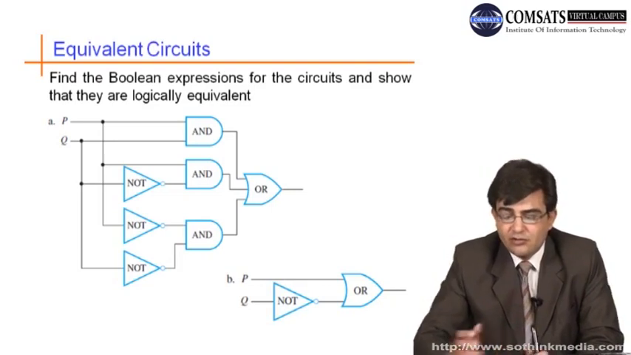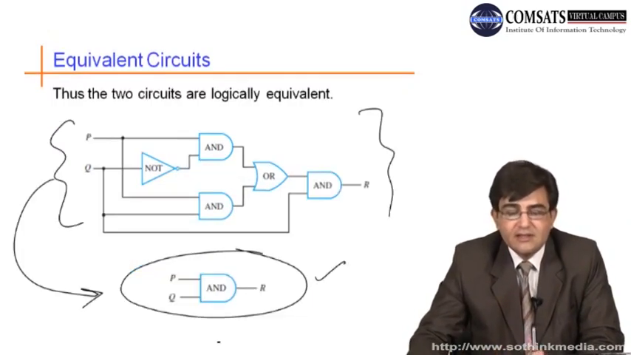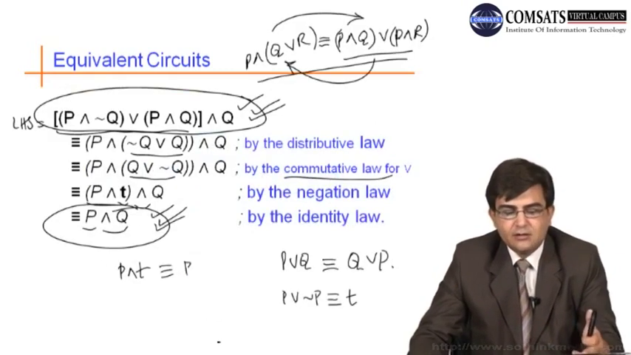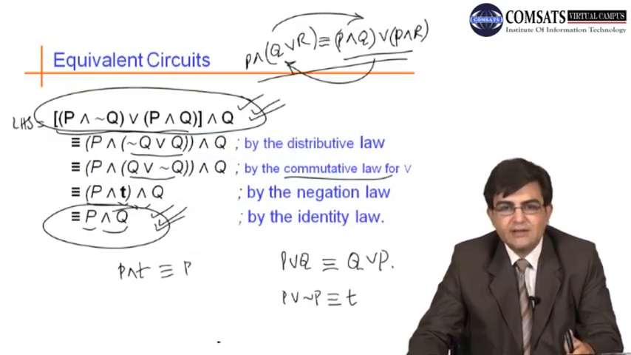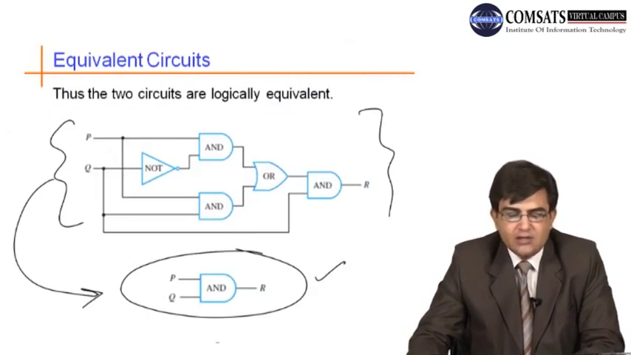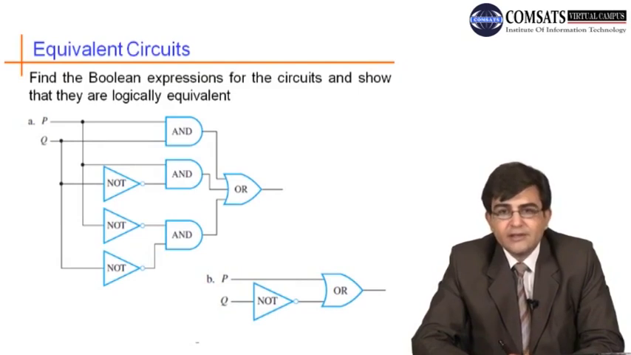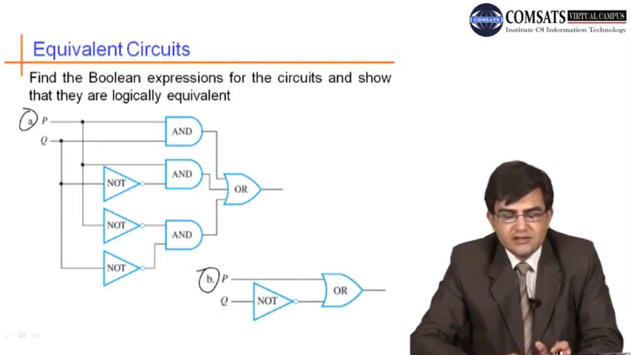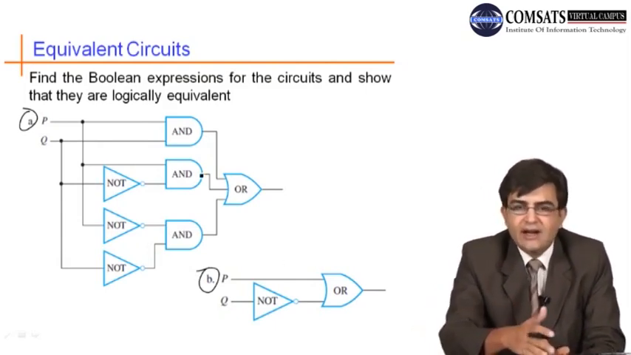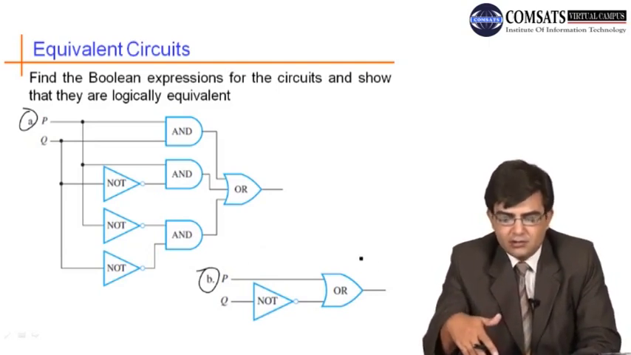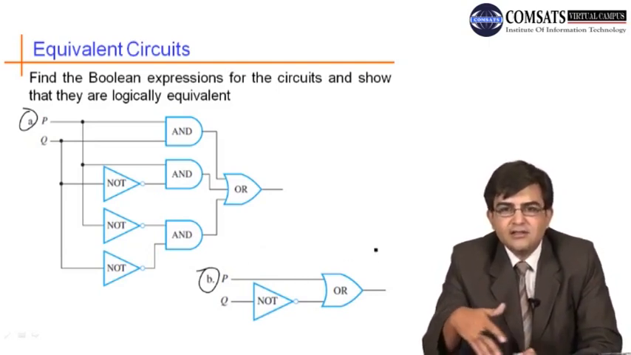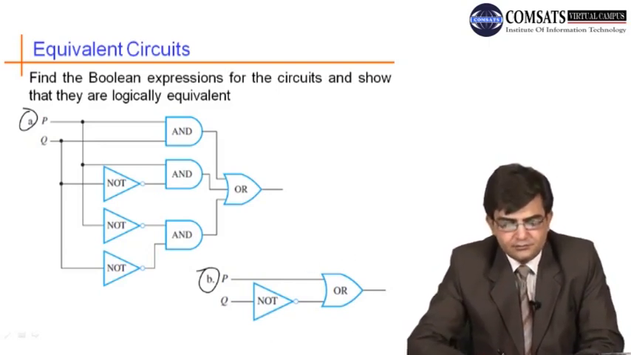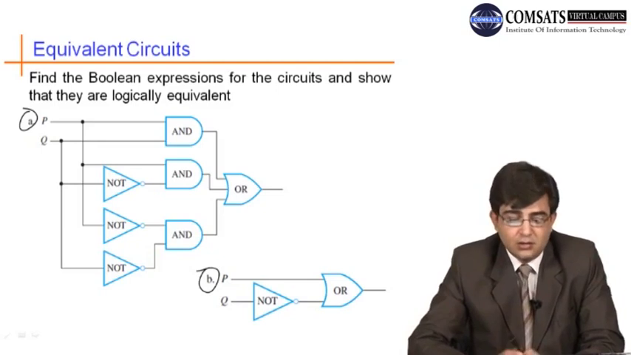This is the first way, which we did in the previous example. We proved that this Boolean expression is logically equivalent to P and Q. What is the other way? Construct the truth table for both circuits: for the first circuit A, and for the second circuit B. We construct the truth table by looking at this circuit, and then the truth table for this circuit. If the truth tables of these circuits are identical, then we say that these two circuits are logically equivalent.